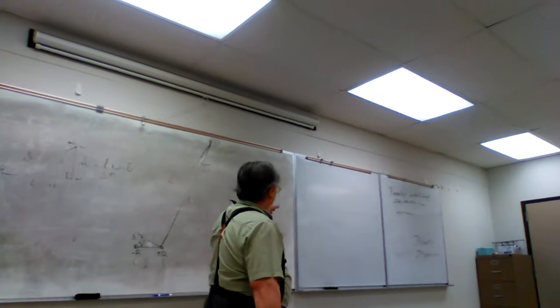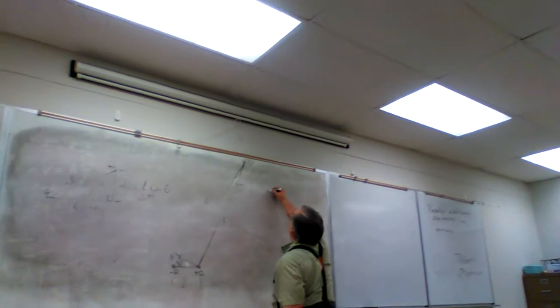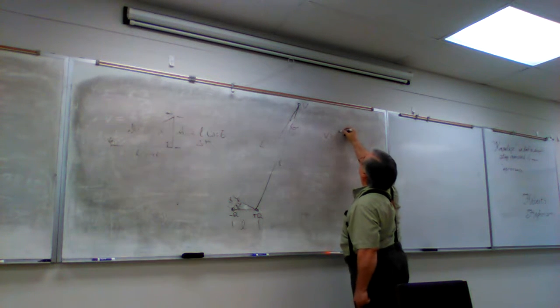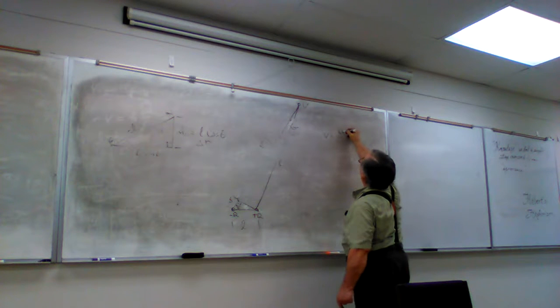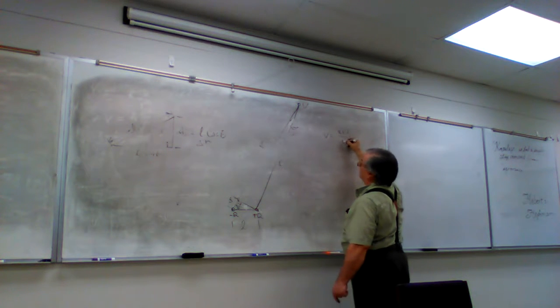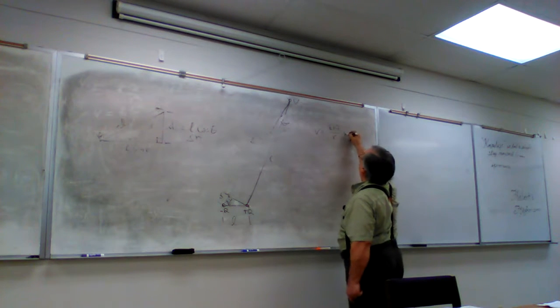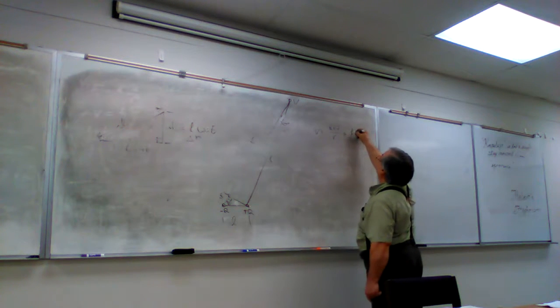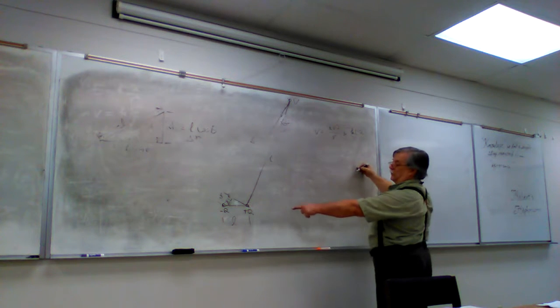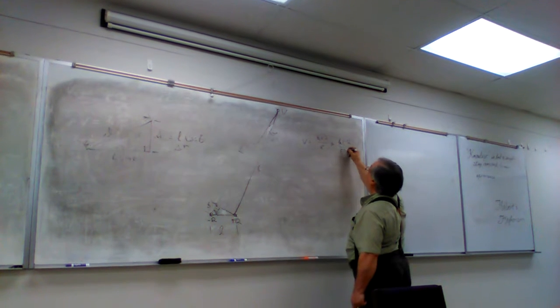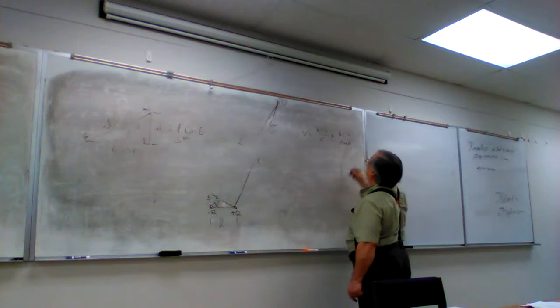So, now, what is our potential up at that point? It is equal to K times plus Q over R, plus K times minus Q over what? Nope. R plus delta R.